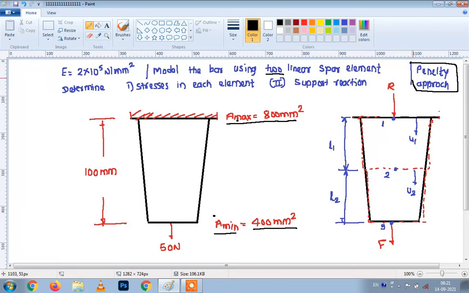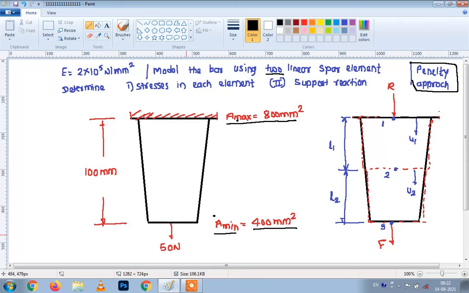In the previous numerical we used the elimination approach, where whatever node is fixed we simply cancel that particular row as well as that particular column, but here it is specifically mentioned that we have to solve this numerical by using the penalty approach. So we will see how to solve this kind of numerical.